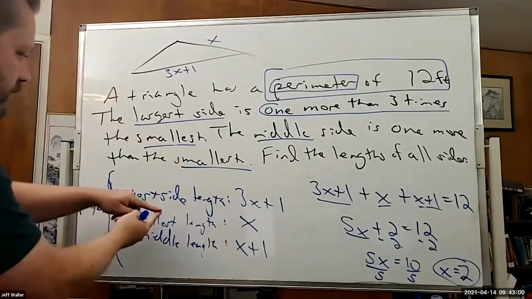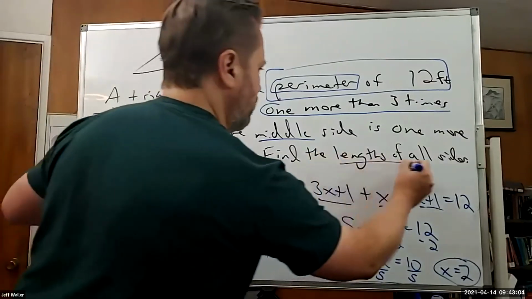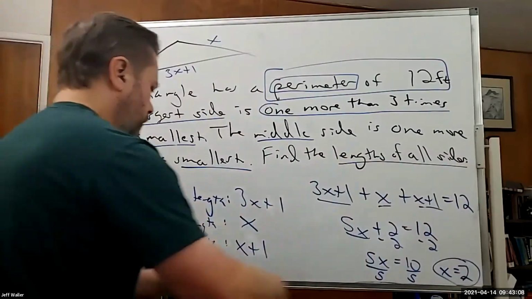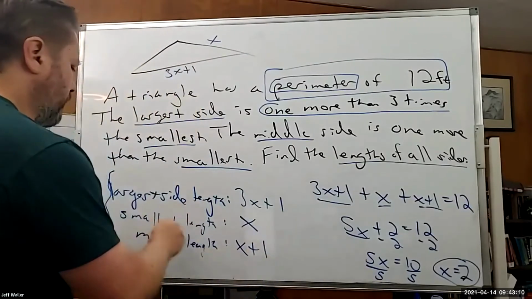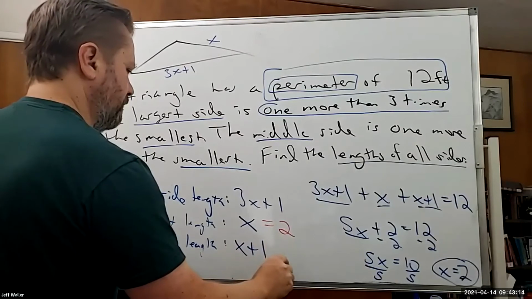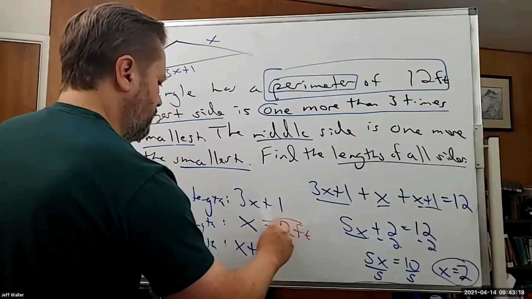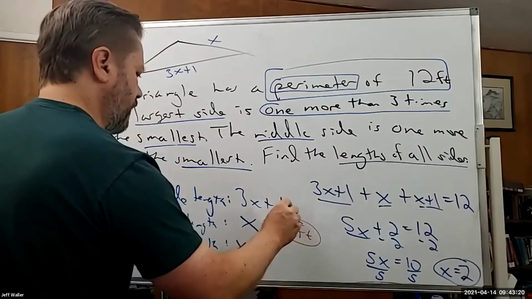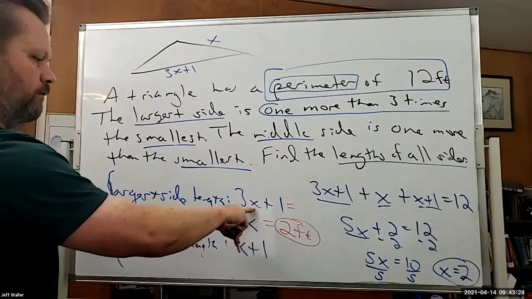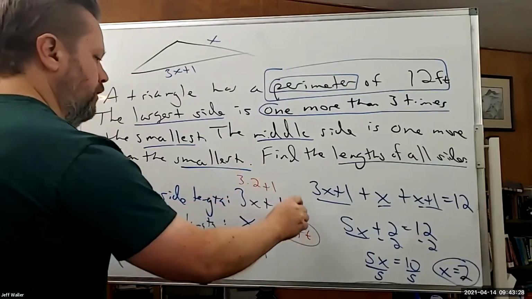Now watch this. Since we did this, and it wants to know the lengths of all sides, this is easy now. So here's how I put my answer. The smallest length is 2 what? It's really easy now that I just did it. 2 feet. So what's the largest side? If x is 2, 7 feet. Good, 7 feet.